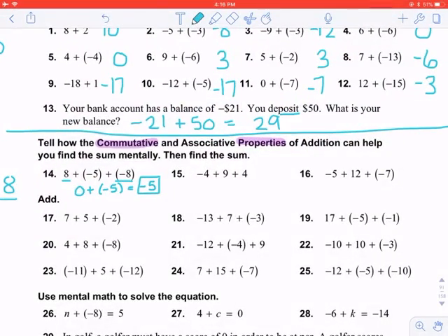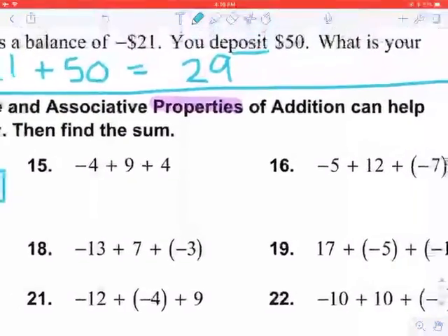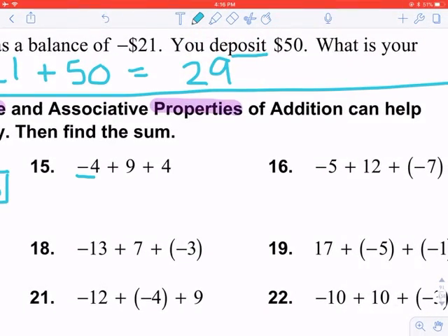Pause the video and try 15 and 16. Come back when you're ready to check it. All right, hopefully you're ready to check 15 and 16. On 15, I would probably start with the negative 4 plus 4. They're opposites, they cancel out, that gives us 0. 0 plus 9 is 9, and that's your answer.